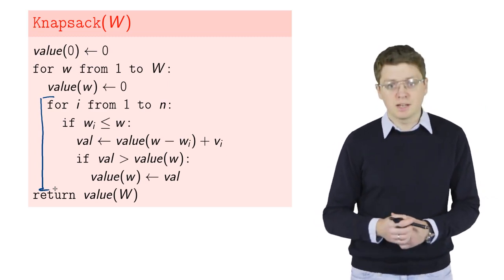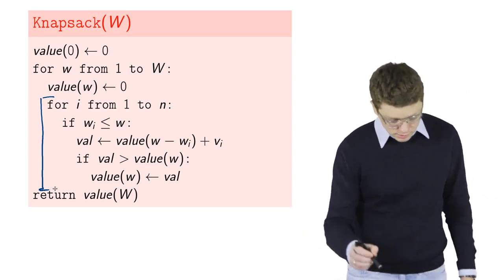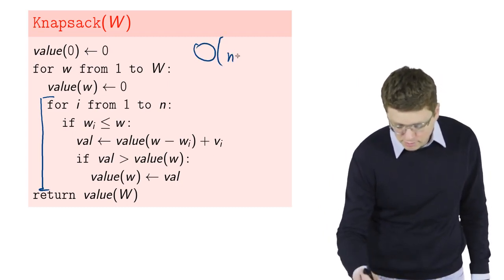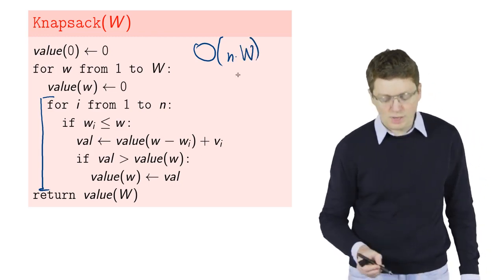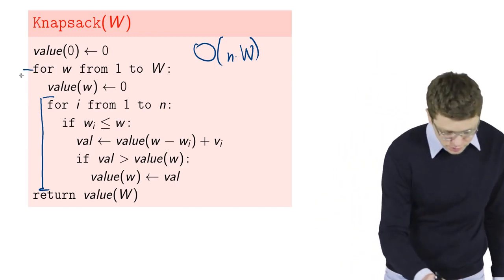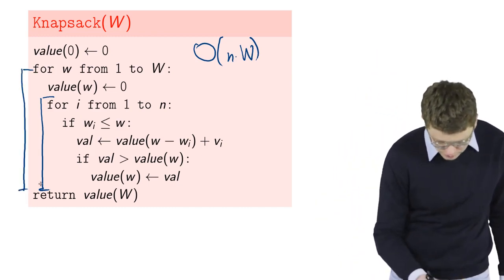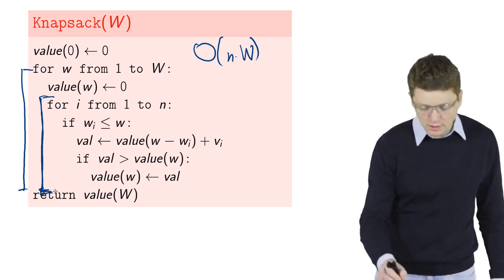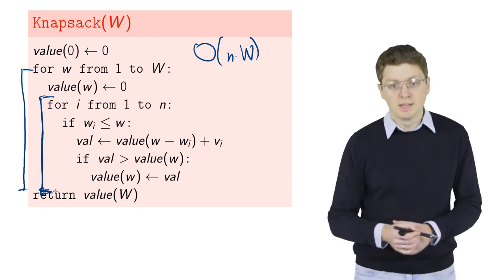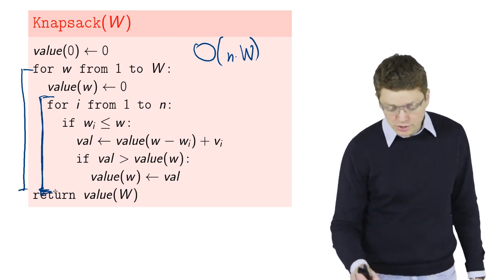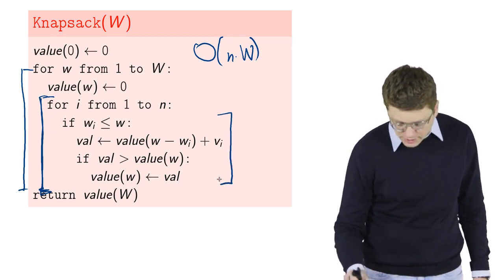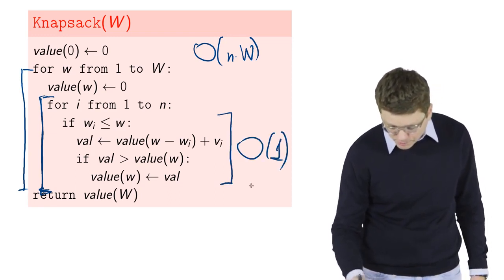Now let's estimate the running time of this algorithm. It is not difficult to see that the running time is big O of n multiplied by capital W. Why is that? Well, just because we have two nested loops here. So this is the first loop and this is the second loop, right? The first one has capital W iterations, and the second one has n iterations. What happens inside the inner loop clearly takes just constant time.